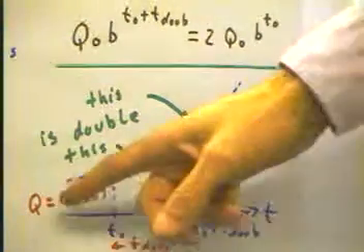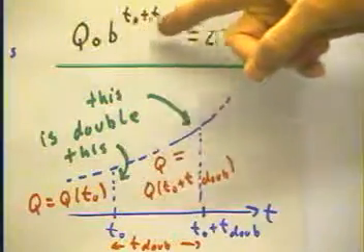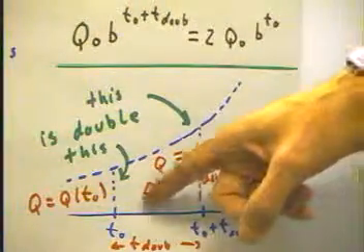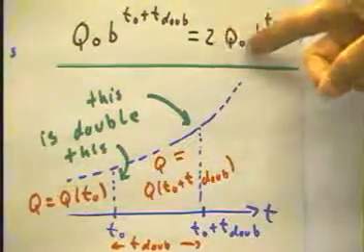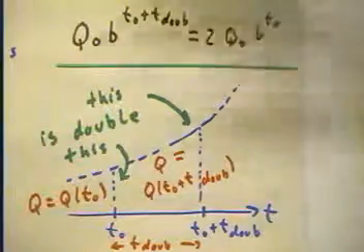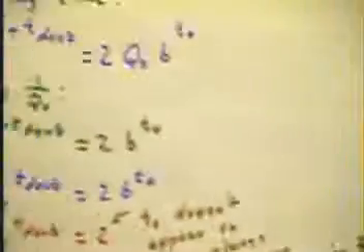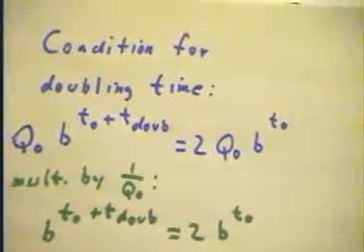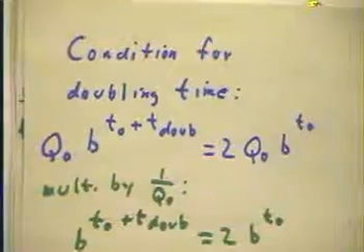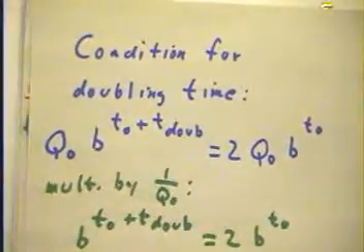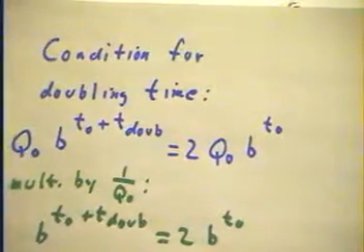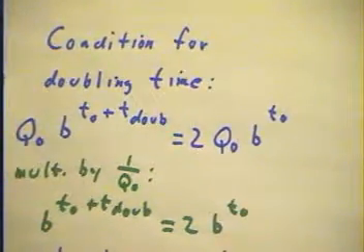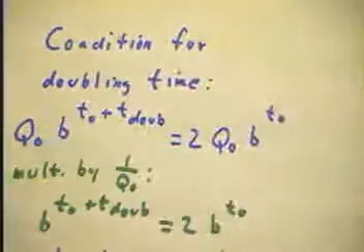If this quantity is double this quantity, then we have q0 b to the t0 plus t dub, which is q of t0 plus t dub, equals double this quantity, double q0 b to the t0. So this is the condition for doubling time at time t0 at least. Let's see if we can get this straight. Camera angle's a little bit problematic here. Okay? So here's our condition for doubling time at time t0.